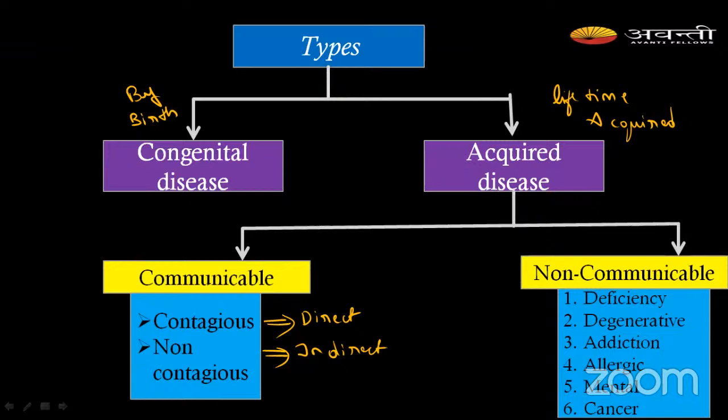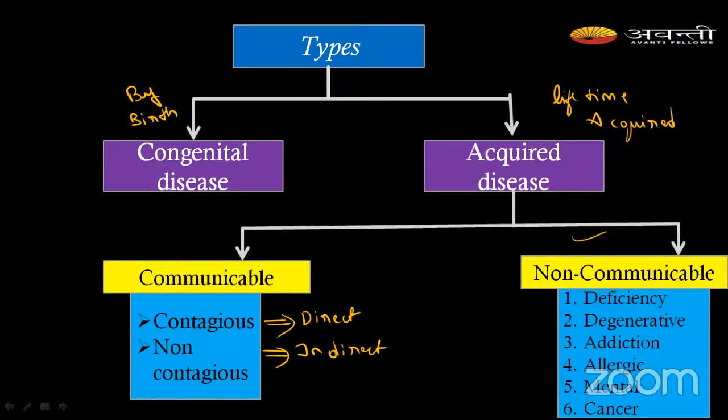So let us talk about non-communicable diseases. They are not at all communicable through any indirect agent or by sitting with that person. For example, deficiency syndrome. If any person becomes anemic, that is because of a deficiency of proteins, right? If he is not properly taking a proper diet, then he will become deficient and he is going to get the disease, anemia. So it is not communicable.